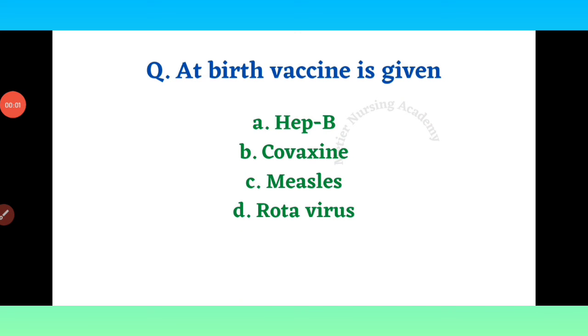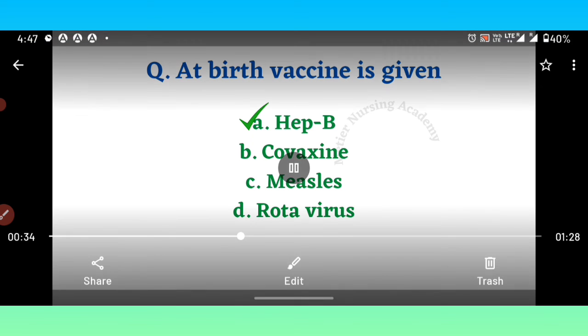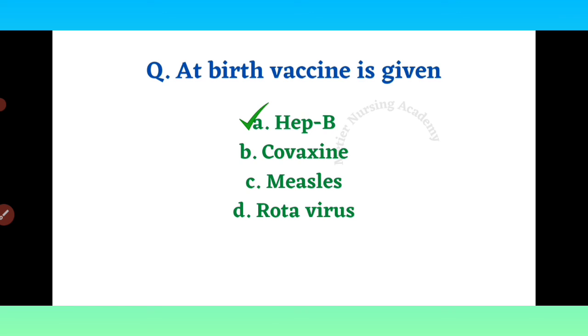At birth, which vaccine has to be administered? And here they have given 4 options, that is hepatitis B, covaxin, measles and rotavirus. And here the right answer is option A, hepatitis B. How to solve this question? It is a very simple and direct question. For solving this question, you should know at which time period which vaccine has to be administered.